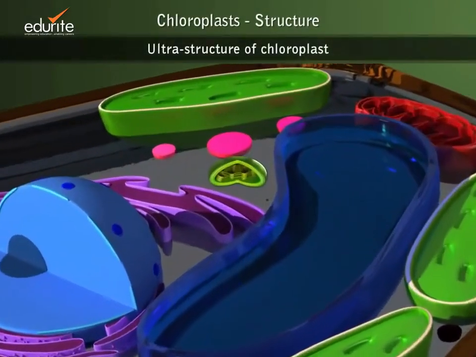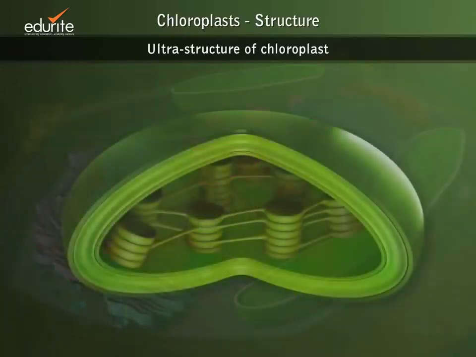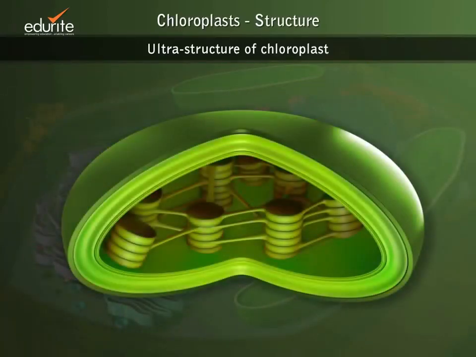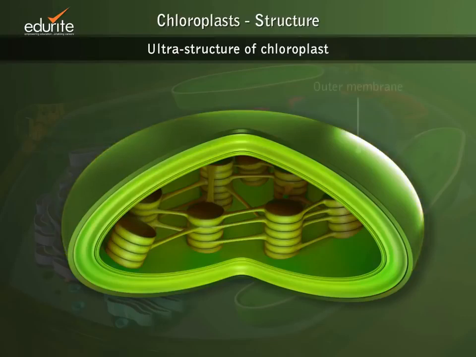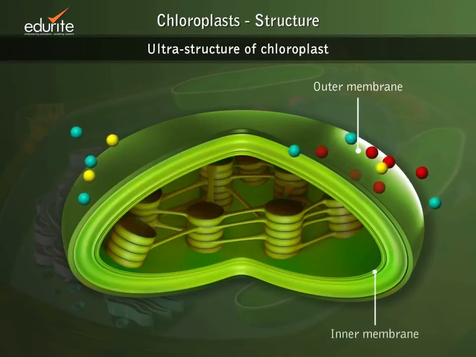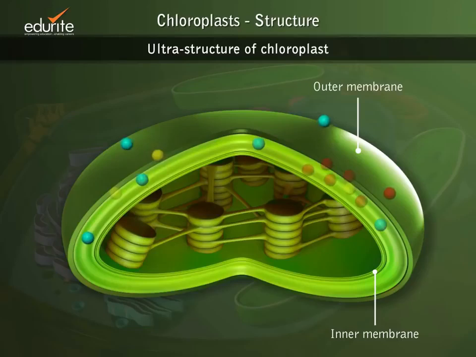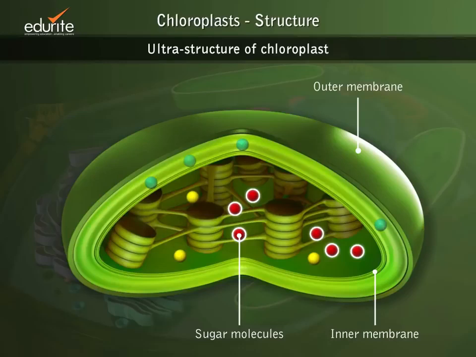Like most organelles in a eukaryotic cell, chloroplasts are surrounded by a bilayered membrane called the chloroplast envelope and are disc-shaped. While the outer membrane is freely permeable to molecules, the inner membrane is selectively permeable and contains many transporters, such as the integral membrane proteins, which regulate the passage of small molecules like sugars in and out of the chloroplast.